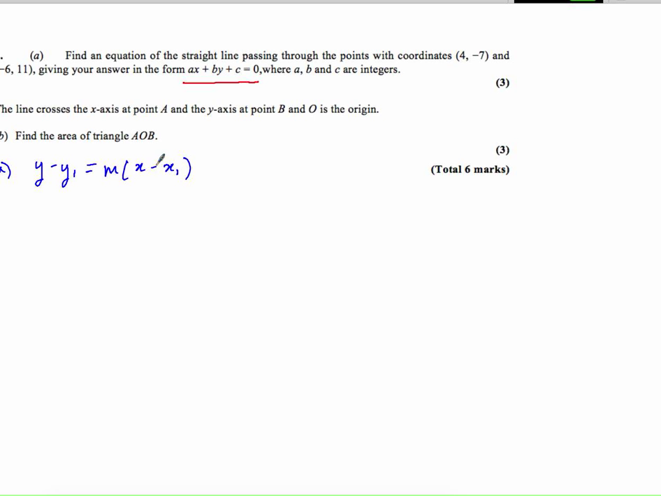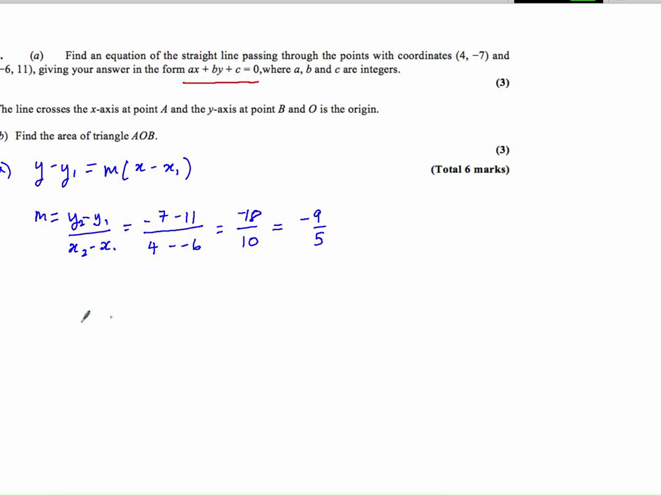So we know we need the gradient and a coordinate. Remember, these x and y's don't change, otherwise we don't have the equation of a line. So we need to find the gradient. Whatever you say to yourself, make sure you get the formula the right way around. Change in y over change in x. Don't muck that up. Minus 7 minus 11 over 4 minus 6, which is minus 18 over 10. A staggering number of you didn't simplify that fraction. Bit weird. 9 over 5.